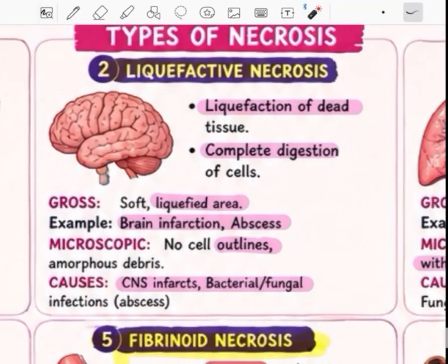In liquefactive necrosis, the dead tissue is digested by enzymes, resulting in a liquid viscous mass. There is a complete digestion of the cell. Grossly, we'll see a soft liquefied area, and on microscopy, no cellular outline will be there, only amorphous debris. It will be seen in CNS infarct, and bacterial and fungal infection.